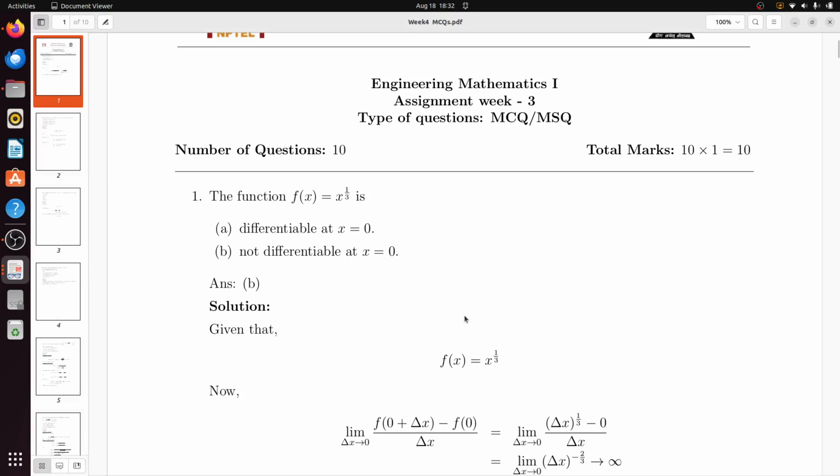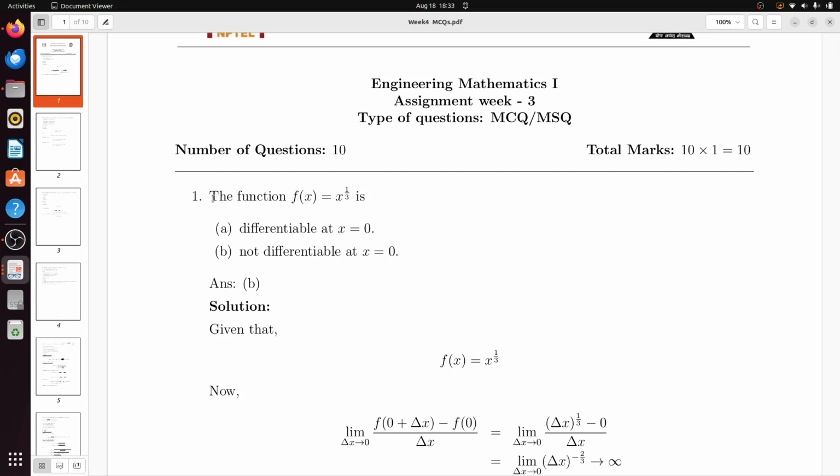In today's class I will first discuss some MCQs based on whatever I have taught in the last class, and along with that I will discuss some theory, and I have some lecture notes to share with you. So without a delay, let's move further.